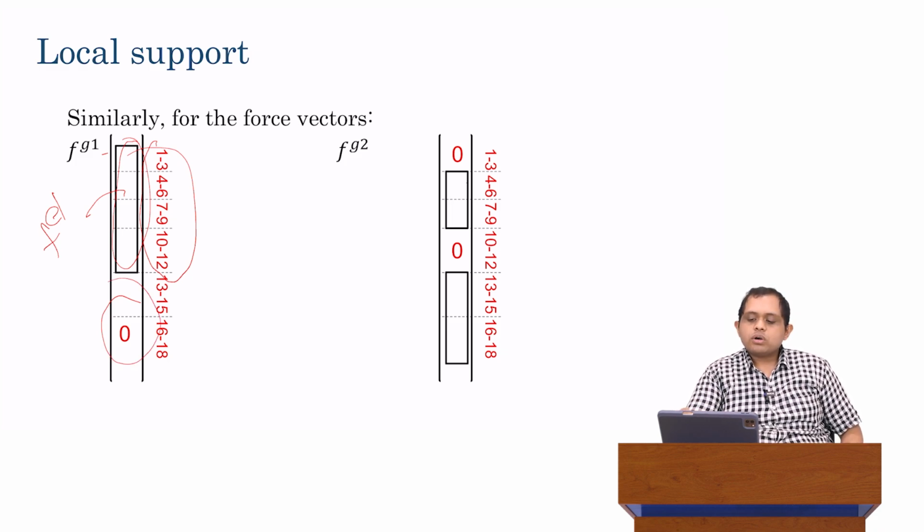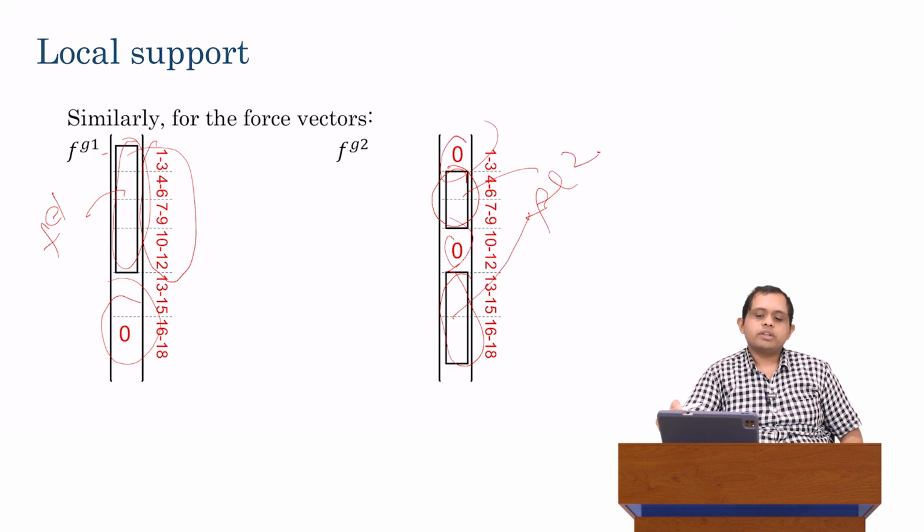Similarly, for FG2, again, 4, 5, 6, 7, 8, 9, and then 13 through 18, those are the degrees of freedom which are present in element 2. So those values will be there in FG2. This is basically going to come from FE2. But the other values are going to be 0 because there's no connection between them.